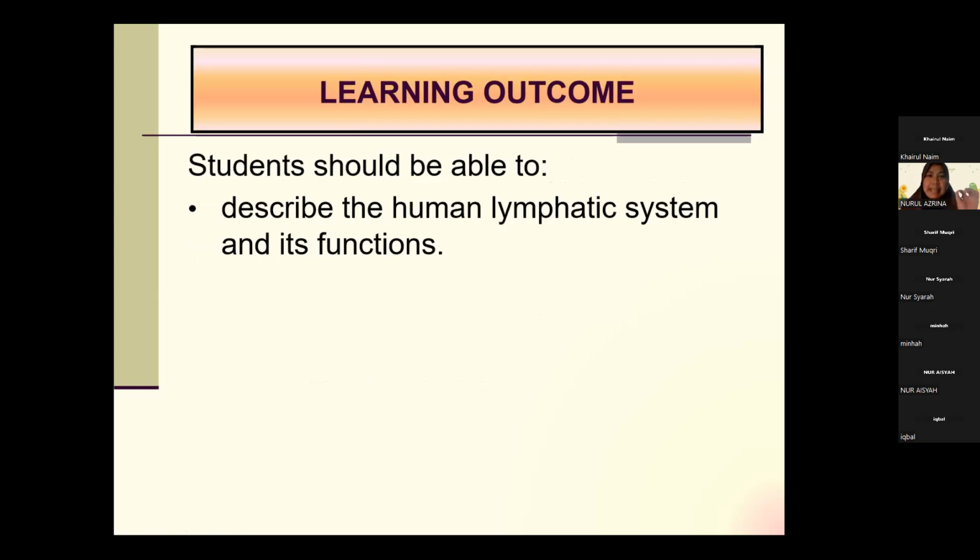Okay, so next class we will continue with human lymphatic system, another type of circulatory system, and we will finish up by discussion of transportation in plants. Next class. Okay, right. Ada soalan?